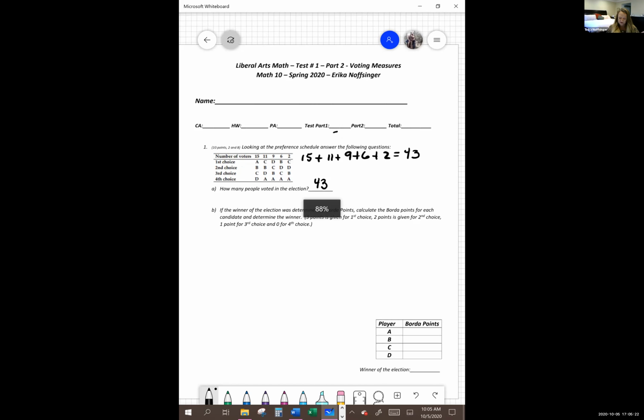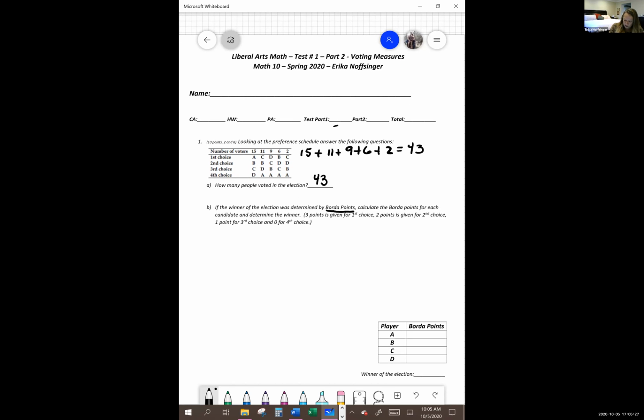And so if the winner of the election is determined by the Borda count or Borda points, calculate the Borda points for each candidate and determine the winner. So there's 4 candidates here. But instead of giving 4 points for first place, 3 points for second place, 2 and 1, this is telling us that we want to do it a little differently. We want to give 3 points for first choice, and then 2 points for second choice, and 1 point for third. And that fourth place gets 0 points.